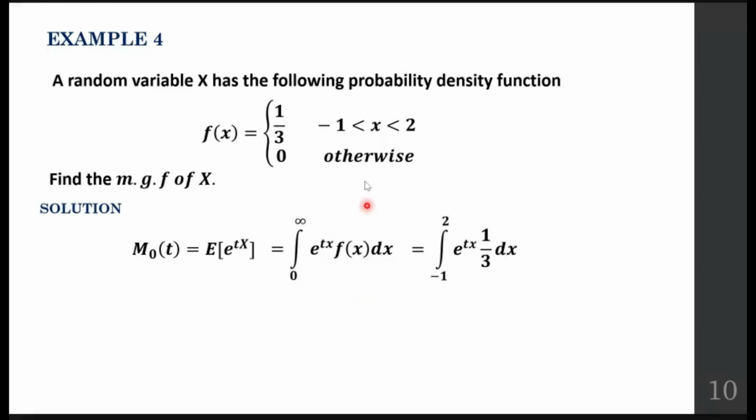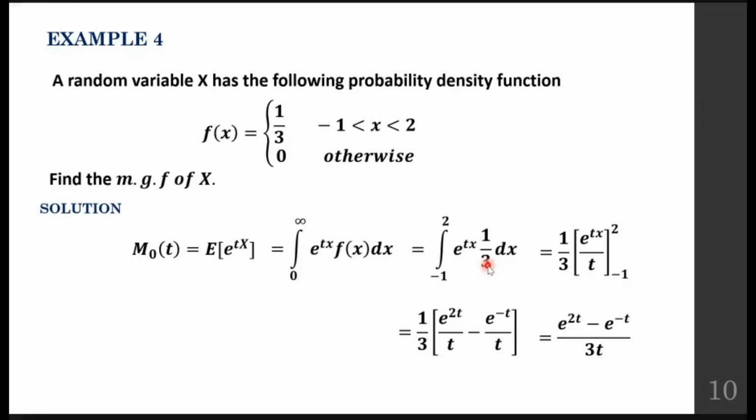So substituting for the limits, x is varying from -1 to 2, f of x is 1 by 3. So integrating. Now, since the limits are not having infinity in it, we don't have to bother. We can integrate as it is. So 1 by 3 into e raised to tx upon t between the limits -1 and 2. Apply the upper limit and the lower limit. So 1 by 3 into e raised to 2t upon t minus e raised to -t upon t. Or I can write e raised to 2t minus e raised to -t upon 3t.